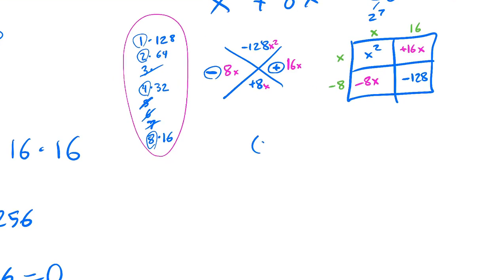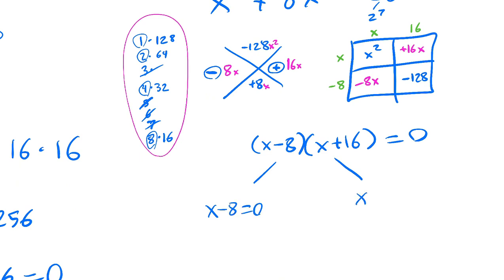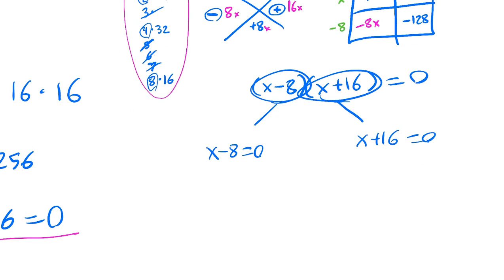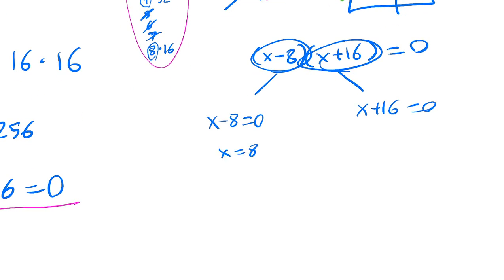So factored, we have x minus 8 times x plus 16 equals 0. So we either have x minus 8 equals 0 or x plus 16 equals 0. It's the only way that two things could multiply to make 0. So either x is 8 or x is negative 16.